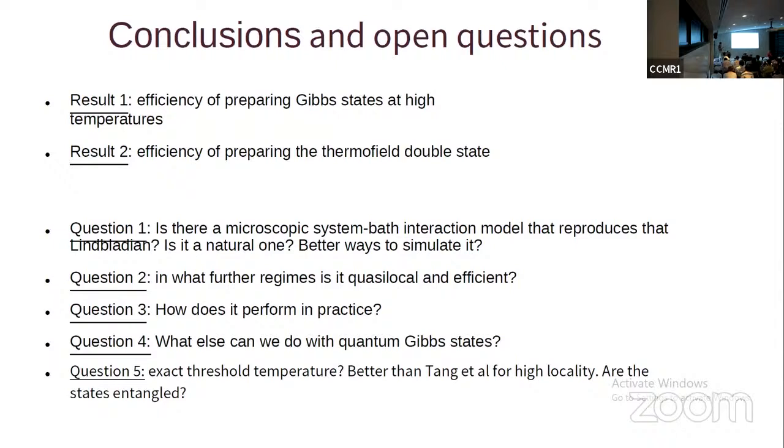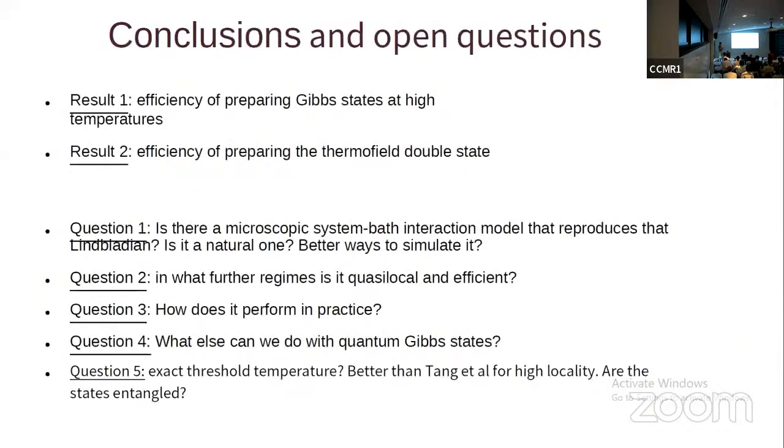There was another work by Teng and collaborators that also showed efficient preparation of Gibbs states at high temperature. But I can say that their threshold temperature is worse than ours for high locality. Even though I don't know the exact threshold temperature, I can tell you that it scales inverse linearly with the locality of the original Hamiltonian, and theirs scales quadratically. So at least if you allow for Hamiltonians acting on more and more particles, our threshold temperature will be better. But it would still be very nice to get constants to compare.